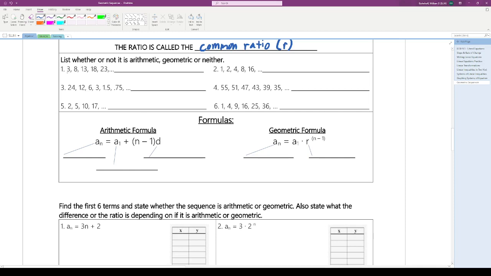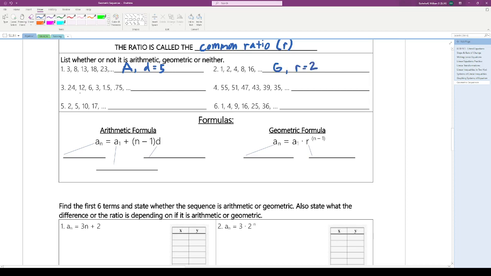Okay, so we have 3, 8, 13, 18, 23. This is going to be arithmetic, and our common difference is going to be 5, because we're adding 5 at each step. 1, 2, 4, 8, 16. So that's 1 times 2 times 2 times 2 times 2. So this is going to be a geometric sequence, and our common ratio is 2.